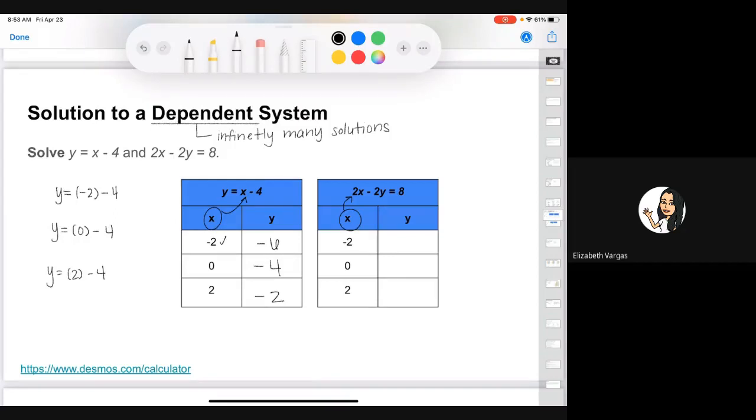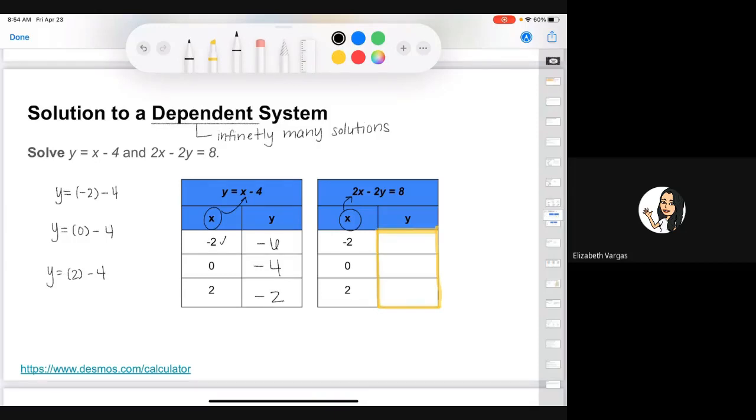And so if I want these two expressions to be dependent on each other, have infinitely many solutions, what I'm going to want is for all of these y's to match the y's that I was given in the other expression, because that means that those two lines are basically the same. They give the same output for every input you have. For every x you insert, you get the same y.